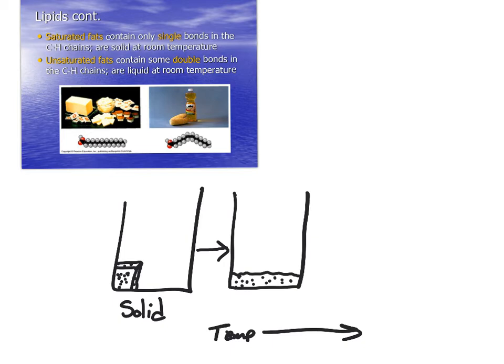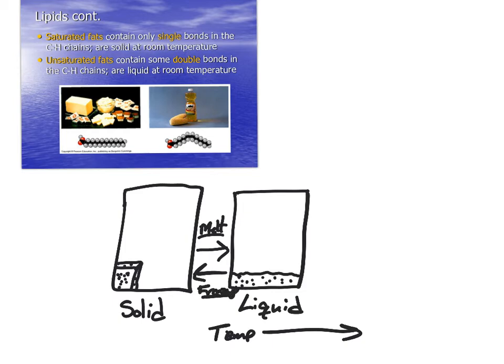Let's say this container's closed all the way. It's important for the next one. So this is a liquid. What do we call it when we go from a solid to liquid? Melting. We call it melting. And if we go the other way, what do we call it? Freezing.